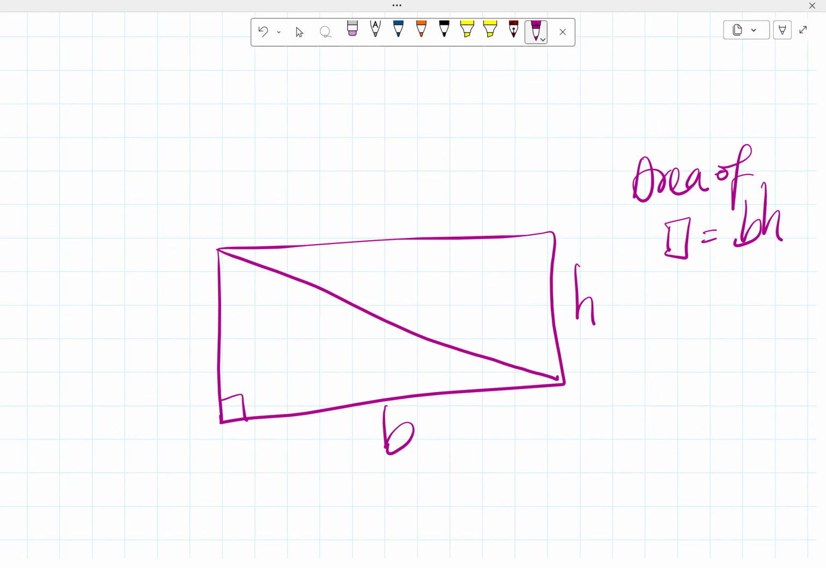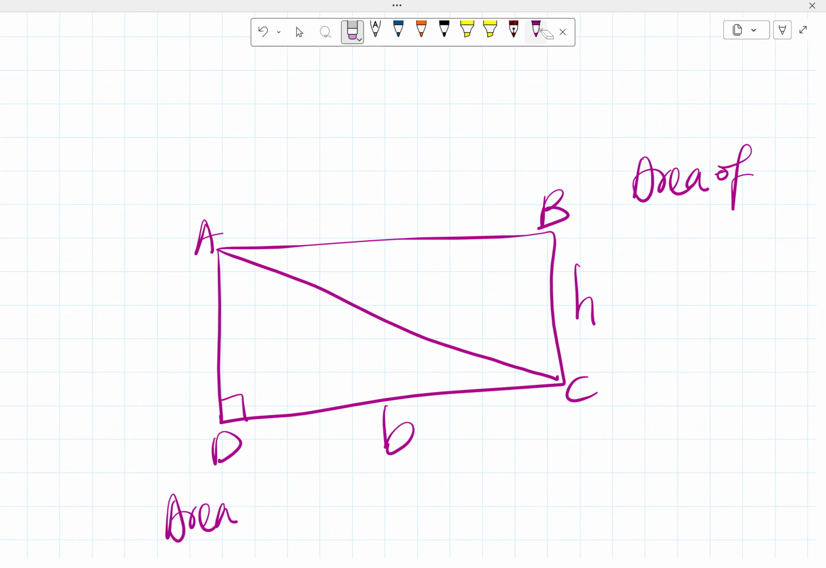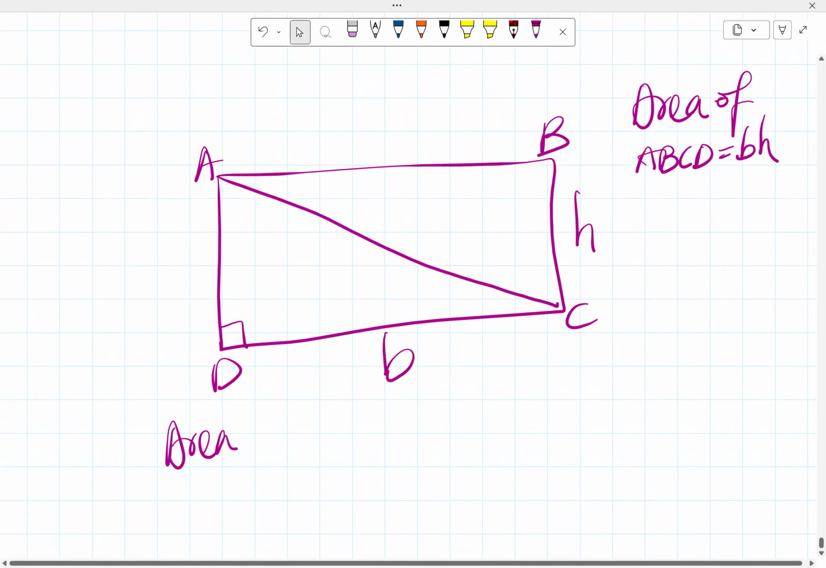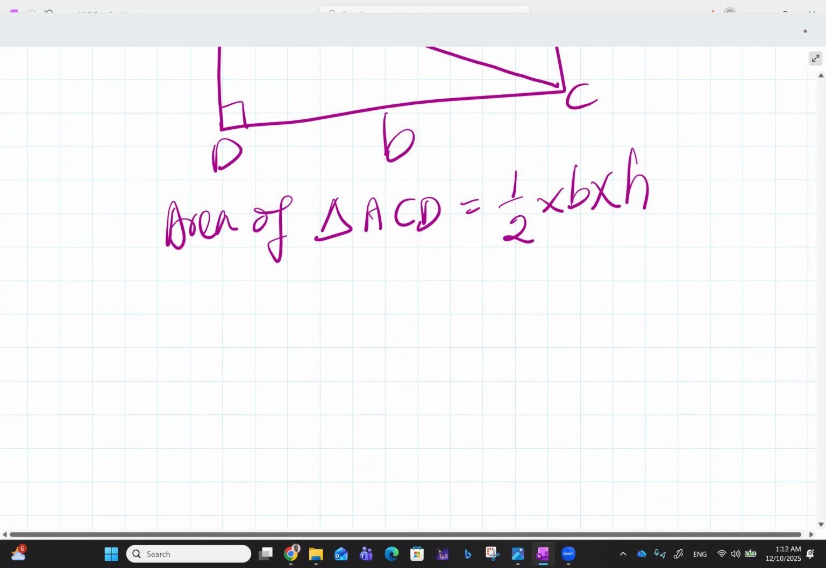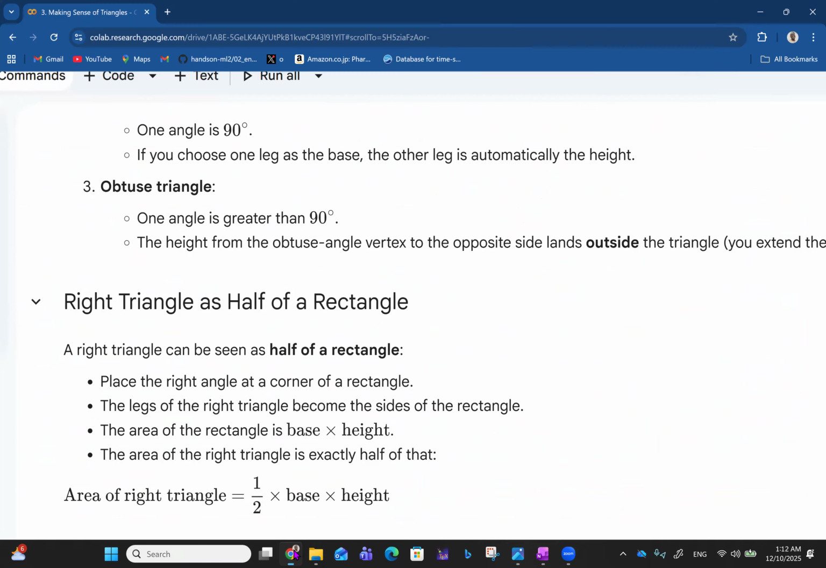But since now you have divided it into two, let me even number it. This is A, B, C, D. So area of rectangle ABCD is equal to base times height, you know. So now area of triangle, any of the two triangles you pick, let's say triangle ACD, is equal to half times base times height. So anyhow you look at it, half times base times height still works anytime, any day.